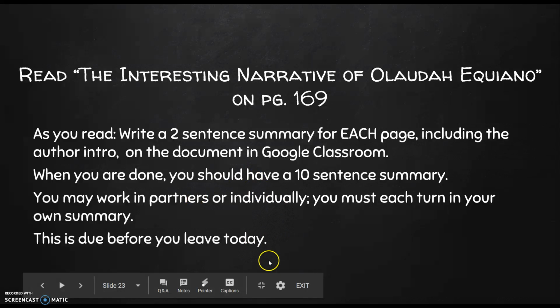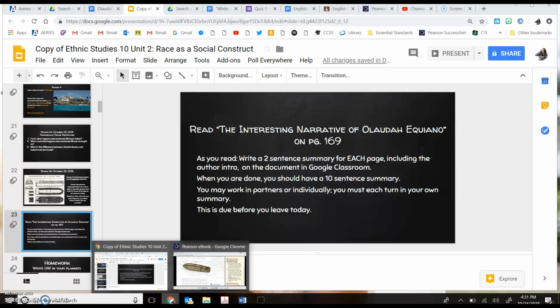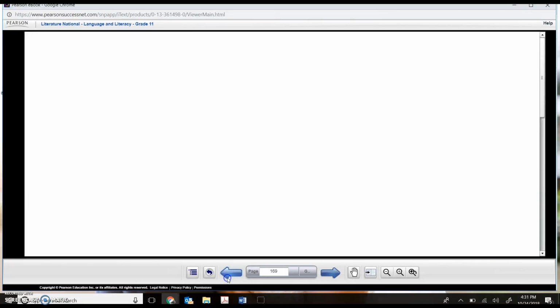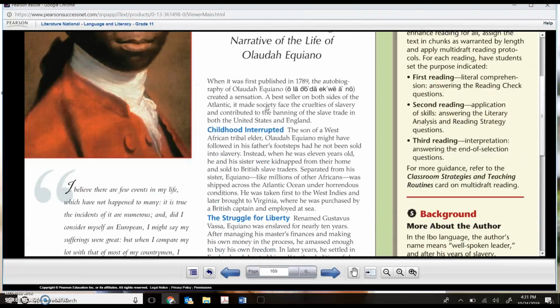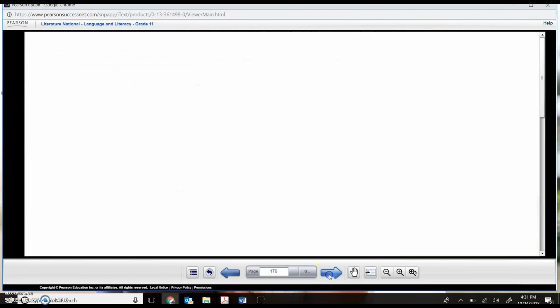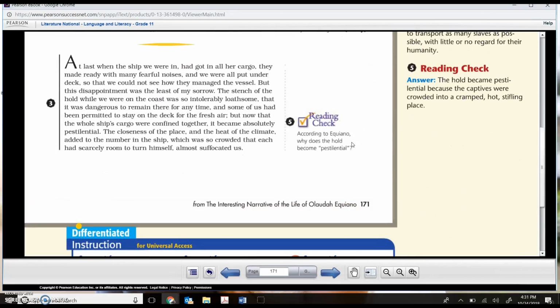So let me show you guys. You're going to be reading, starting on page 169, The Interesting Life of Olaudah Equiano. Okay, notice he was born in 1745 and died in 1797. You're going to learn about his childhood and his struggle for liberty. And then you're going to start right over here on page 171.